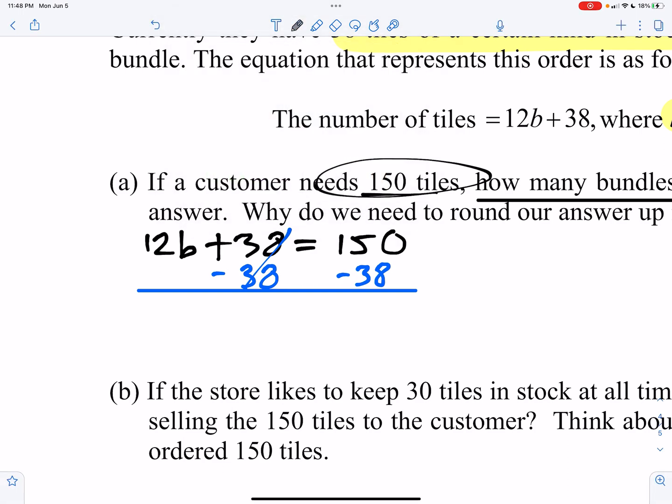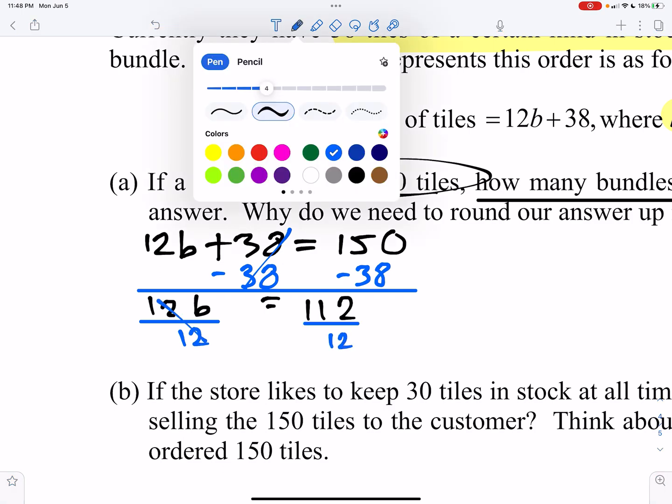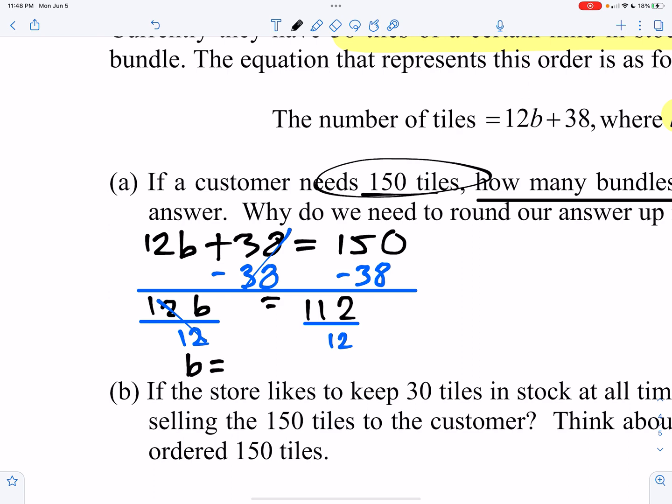And we get 12b equals 150 minus 38, which is 112. Now, 12 does not go into 112 evenly, that means without a remainder. So we're going to round this. We're going to go 112 divided by 12, and we get a value of about 9 and 1/3, about 9.33 bundles.